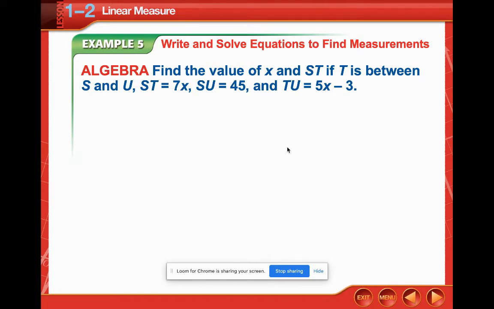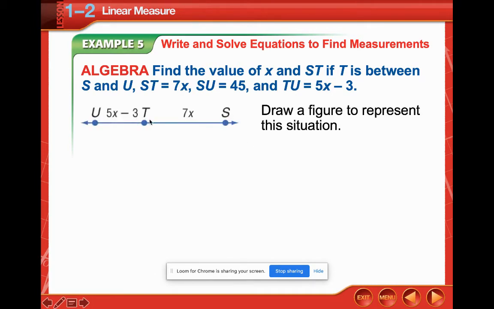So find the value of X and ST, if T is between S and U. So essentially, you have to draw a line called S and U, and then put T right in the middle of it. Hey, there it is. S and U, T right in the middle. And you label it. ST is 7X. TU is 5X minus 3. And the whole thing is 45.